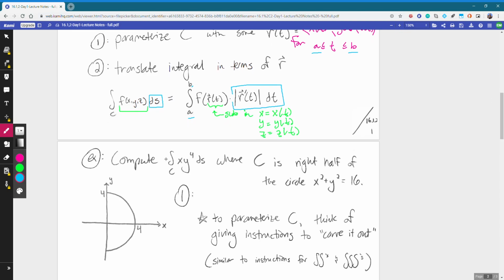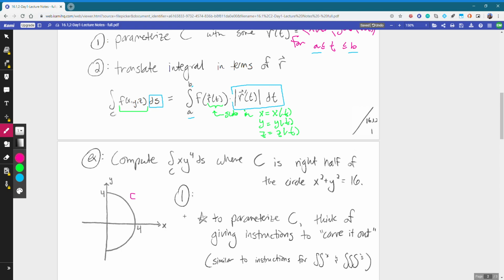So here's our example. We want to compute the line integral of the function x y to the fourth ds, where C is the right half of this circle of radius 4 centered at the origin. So right over here is our curve C. And notice it does live in the xy plane.